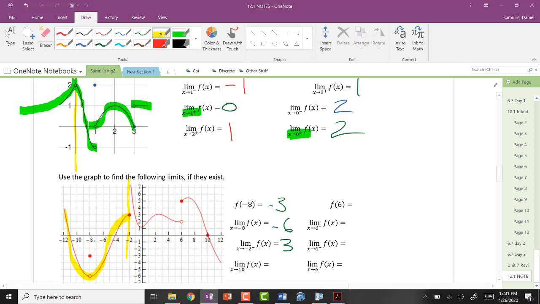All right, 10. Here's 10. There's no designation, so that means that from the left and from the right have to go to the same value. So as I'm coming from the left and from the right side, those are both headed towards the y value of 0. Okay, so number 6 here. f of 6. We want to find the actual value.